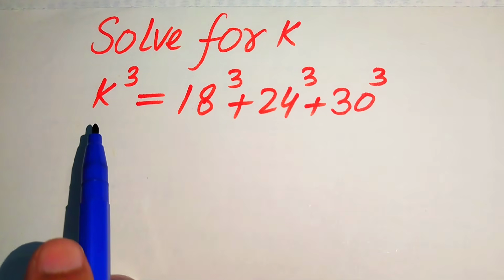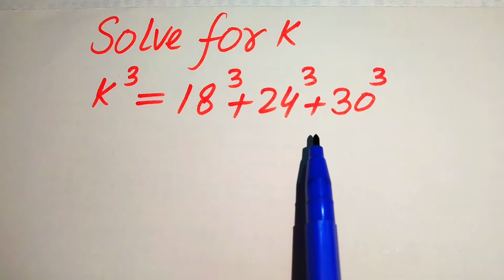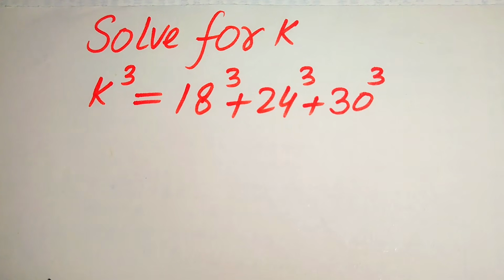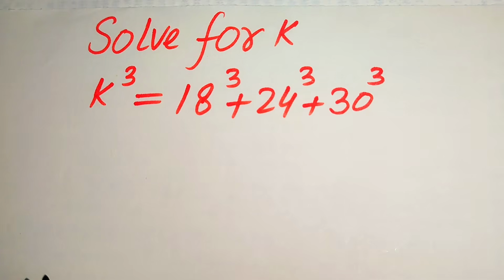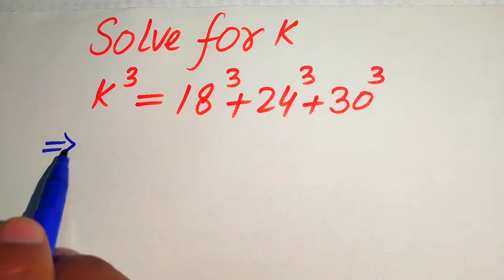So here we have k cubed is equal to 18 cubed plus 24 cubed plus 30 cubed, and we solve this problem for all the values of k. First we need to find all the roots of this equation, and at the end we will verify which of the roots are solutions and which are extraneous roots. Now we solve this problem in a very easy way, and we move toward the solution.